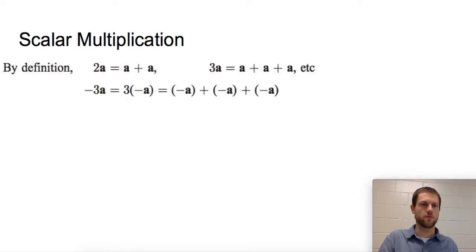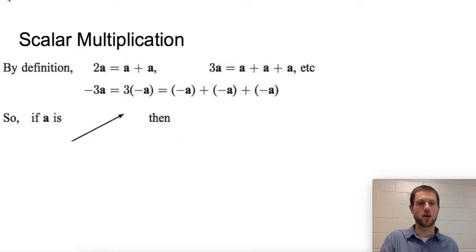By definition, 2 times vector A is just going to equal the sum of vector A plus vector A. And then 3 times vector A should equal vector A plus vector A plus vector A. None of that stuff has changed with regular old math. And we can apply that same rule with negative 3 times vector A. It means you're just adding 3 negative vector A's together. All that should look familiar from regular old mathematics.